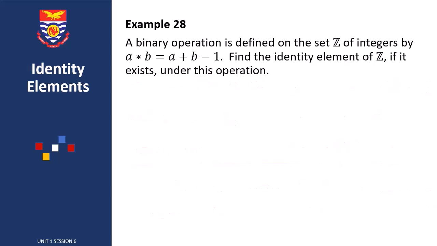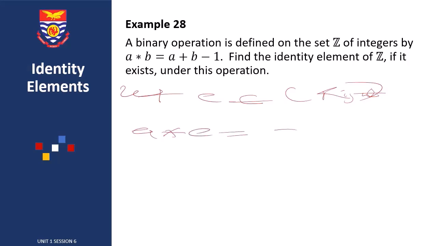Great. Let's look at example 28. Example 28. A binary operation is defined on the set Z of integers, that's the set of integers, by A star B equals A plus B minus 1. Find the identity element if it exists. So let's say let E be the identity element. Let's say right identity element. So what can we say? You can say that A operation Y, that's the right identity element, must be equal to A.